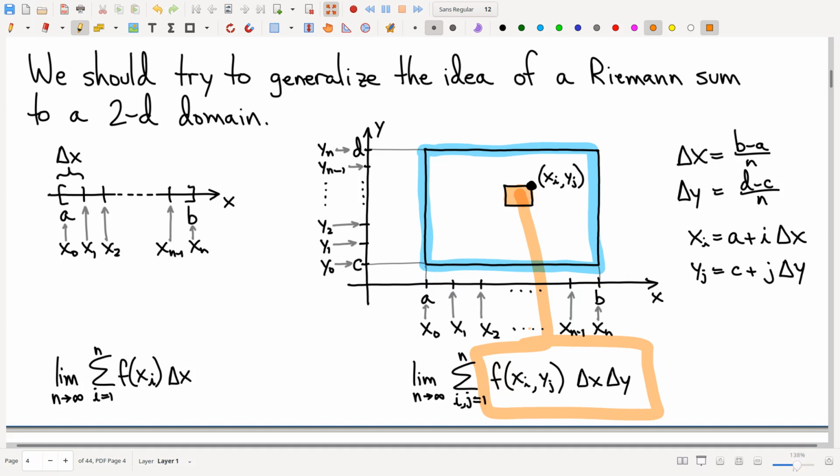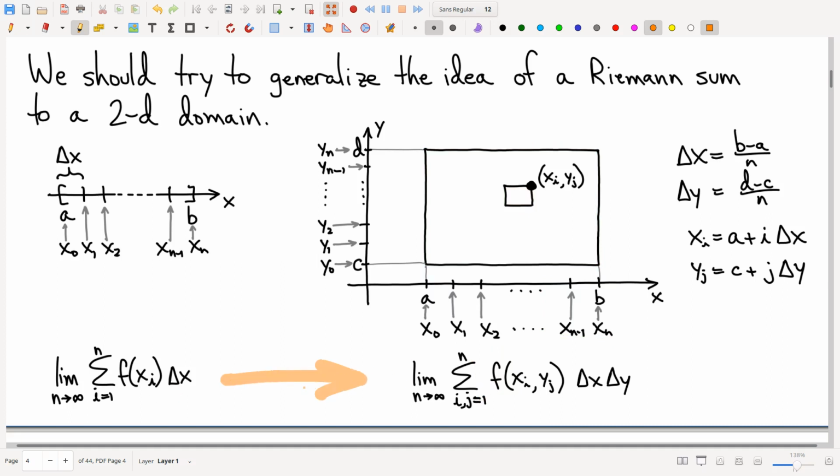Okay. All right. So this is the big idea of a double integral. Again, it's just kind of an adaptation of the single variable idea. But size is now area. So that's a little different. It's area instead of width. We're adding up in two directions.